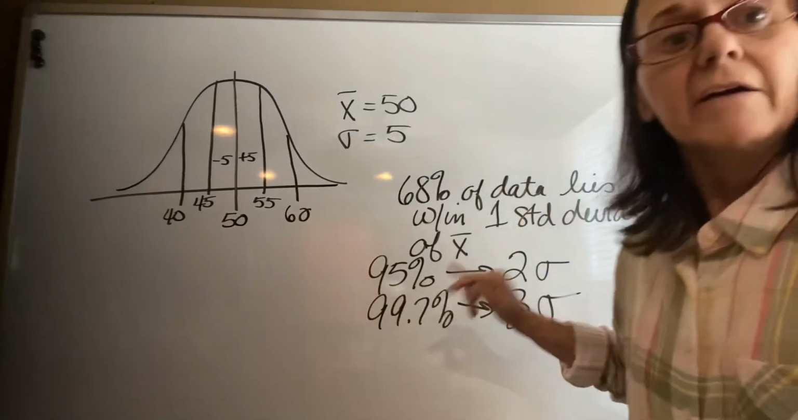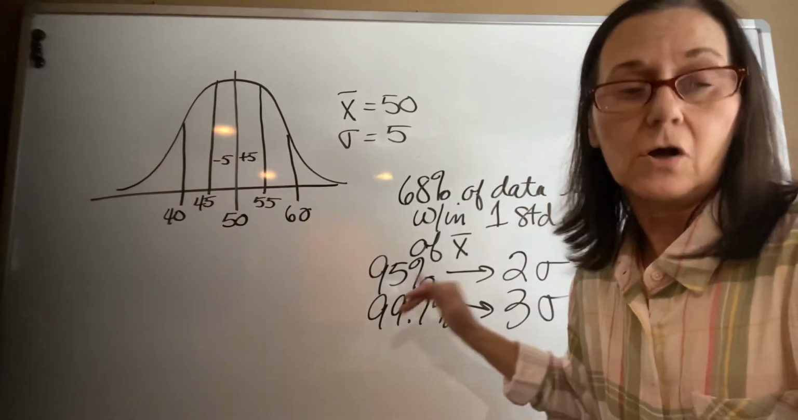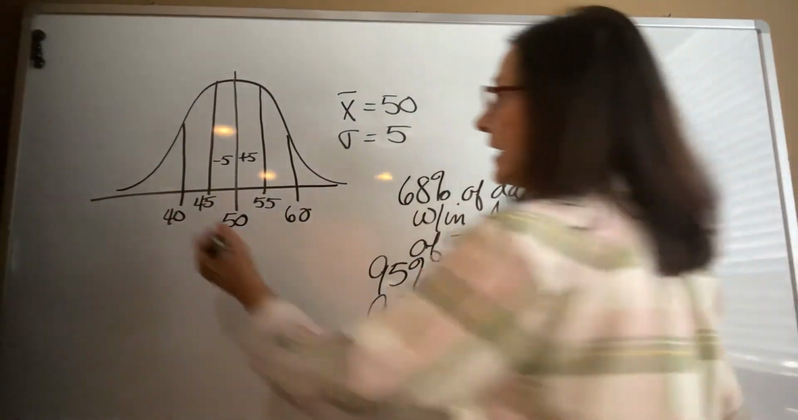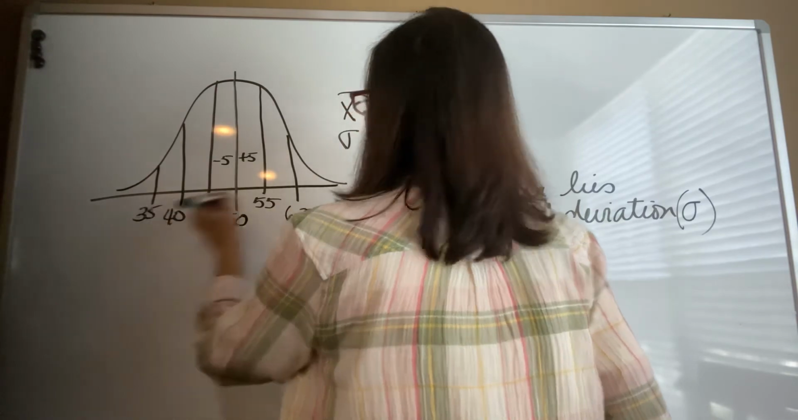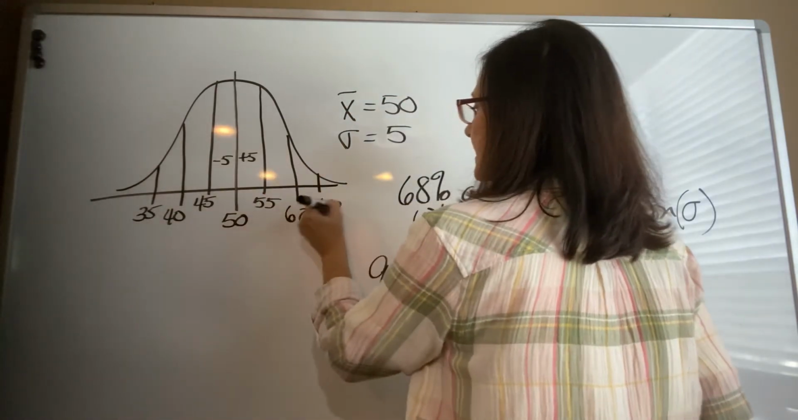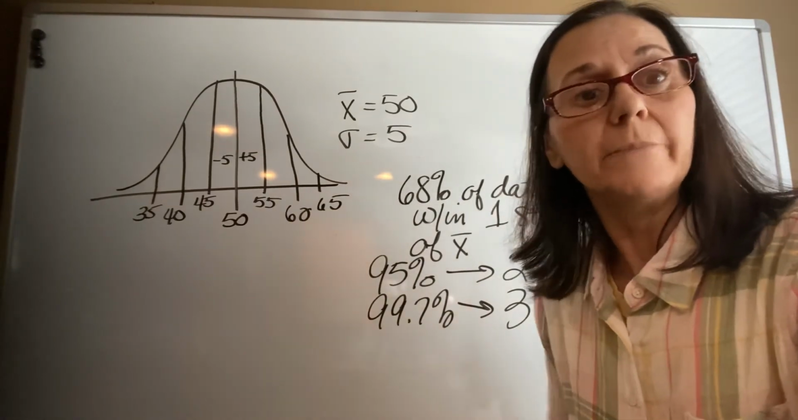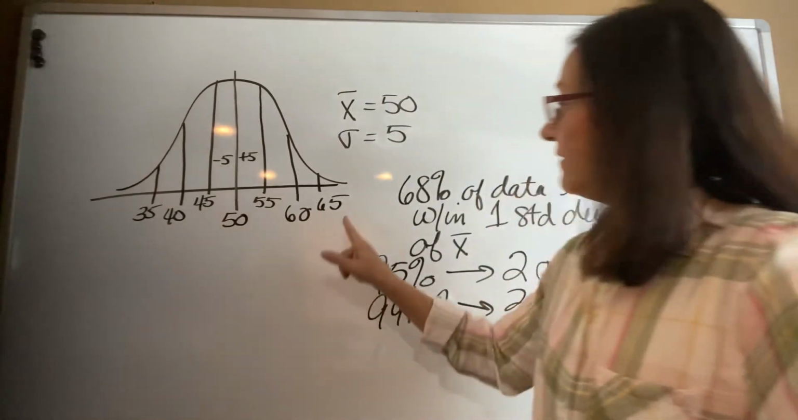And what would that tell me? 95% of the data, of the results, would lie between 40 and 60. And then I could go one more standard deviation away, to 35 and 65. And I could know with certainty that 99.7% of the data lies between 35 and 65.